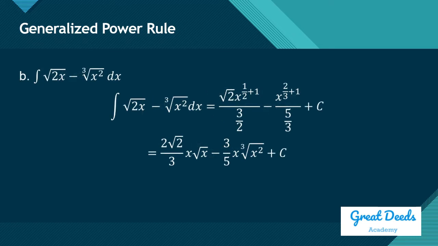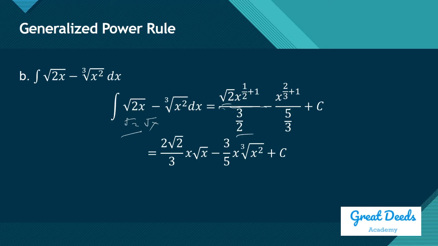Get the integral of the square root of 2 times x minus the cube root of x squared dx. Write this in rational exponents form and apply the generalized power rule to rational exponents. Okay, so square root of 2 here, you can write this as square root of 2 times the square root of x. So square root of 2 is a coefficient, a numerical coefficient. So it's going to be square root of 2 times x raised to 1/2 plus 1. Again, that is 3/2, all over 3/2.